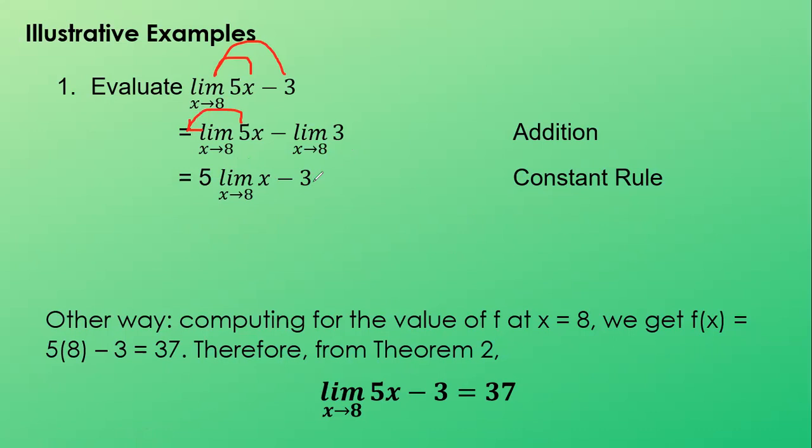Bakit naging 3? Okay, again, the limit of a constant is also itself. Okay, so the limit of 3 is 3. Next, simplify pa natin. The limit of x as x approaches 8. Okay, x lang yung nandyan, so copy yung 8. Kaya nagkaroon tayo ng 5 times 8 minus 3. So our final answer will be 37.